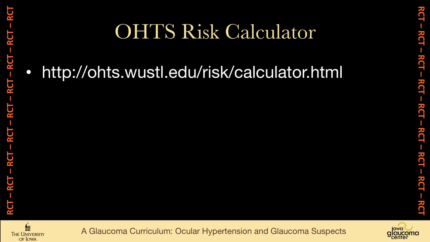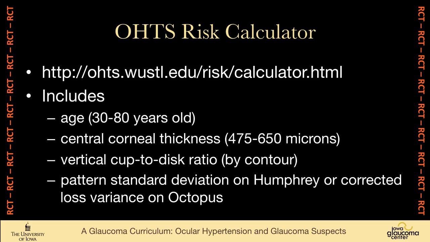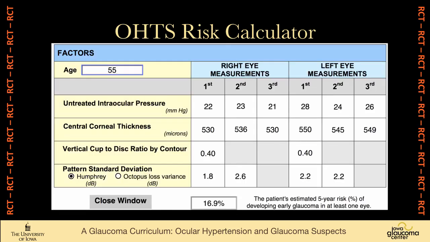The OHTS has developed a risk calculator, so one can take features of the patient that you're evaluating, plug them into the risk calculator, and it'll give an idea of what the risk of developing glaucoma would be. And they use data not only from OHTS but also from the European Glaucoma Prevention Study. So the website address is there at the top. One plugs in the age, central corneal thickness, vertical cup to disc ratio, and pattern standard deviation on Humphrey, or the corrected loss variance on Octopus. And this is what it looks like.